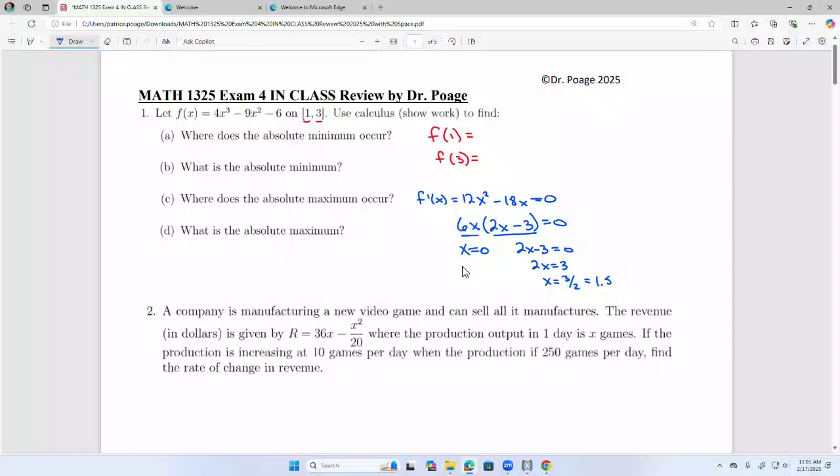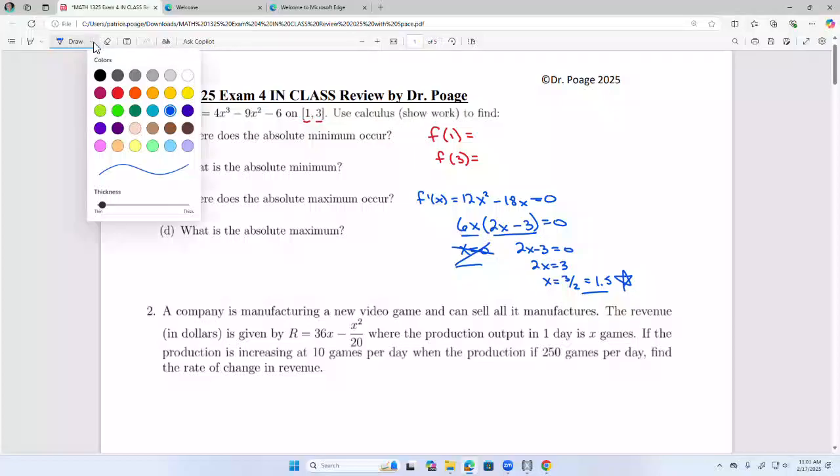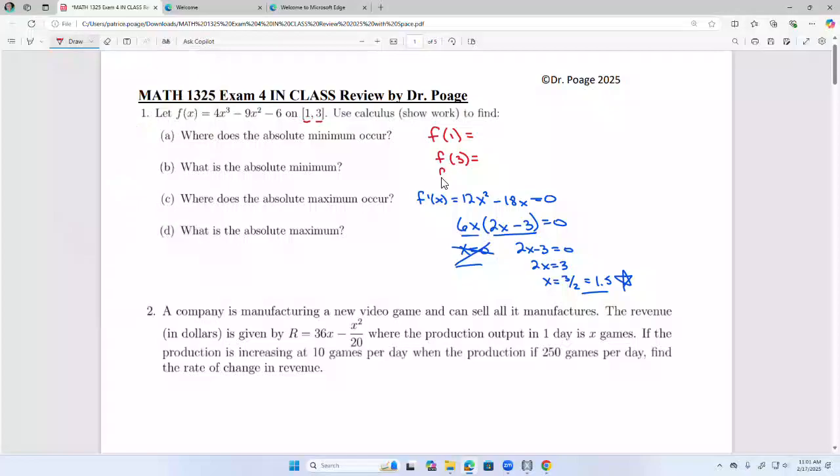Now the big thing about these critical values is you only want to test them if they are within the interval given to you. So 0 is not between 1 and 3, so I'm not going to test 0. But I am going to test 1.5 because that is between those two. So I'm testing f of 1, f of 3, and f of 1.5. And I want to see what these y values are going to be.